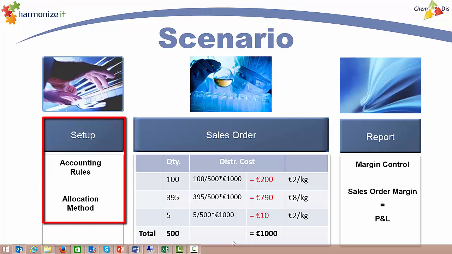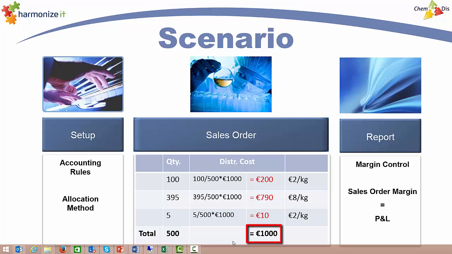Let's move to the scenario. We'll begin by having a look at some basic setup. We are going to sell an order of 3 lines, 3 different products, and we are going to allocate an estimated transportation cost of €1,000 to that order. The quantities of the individual lines are 100, 395 and 5. The €1,000 will be allocated over the lines based on the quantities.